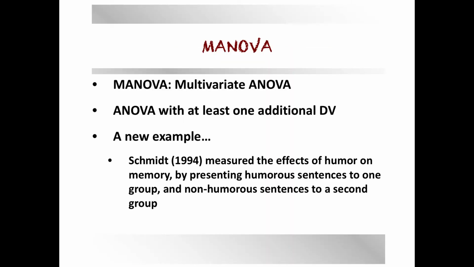MANOVA is your multiple DV version of ANOVA. So we will spend some time going through what this means and what the possible use of it is, where it might exist in psychology research. We're going to just use an example here from Schmidt 1994, a simplified version looking at humor and memory.